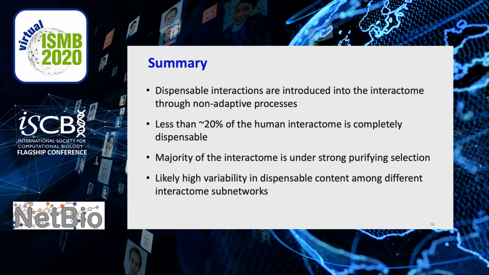To summarize, I hope to have convinced you that dispensable interactions are important to think about. Dispensable interactions are introduced into the interactome through non-adaptive processes such as mutation and genetic drift. We use the structural systems biology approach to estimate that less than 20% of the human interactome is completely dispensable. Our results suggest that the majority of the human interactome is under strong purifying selection. Finally, there is likely a high degree of variability in dispensable content among different interactome subnetworks, so our estimate represents a grand average.